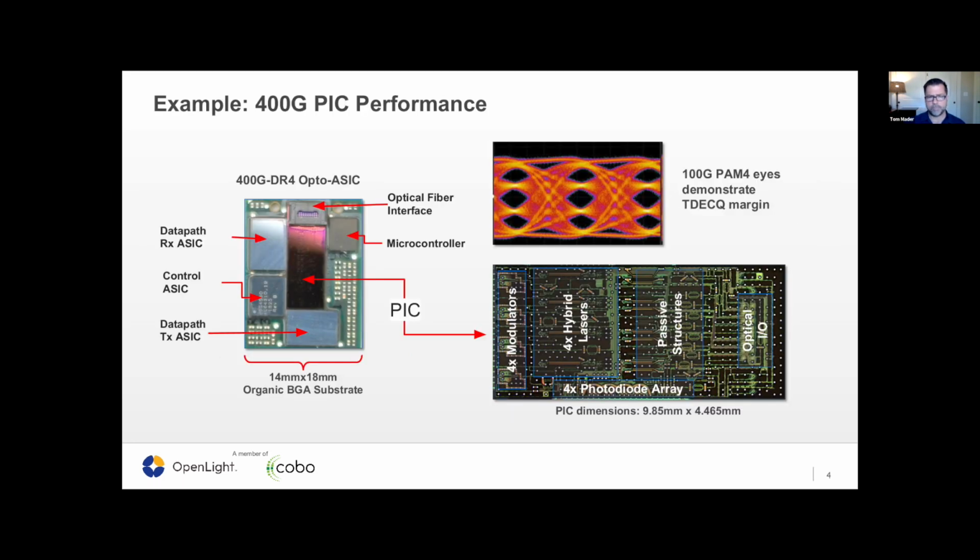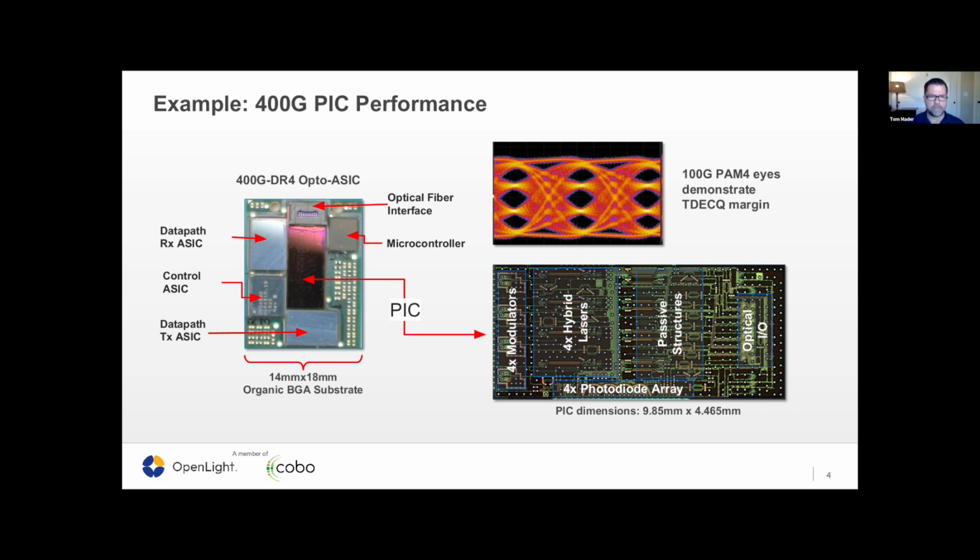So this is an example. This was a program we were doing previously. It is a 400G PIC. You can see the 100G PAM4 eyes on the upper right-hand corner, and we were demonstrating a good margin on those eyes, which we were pleased to see.